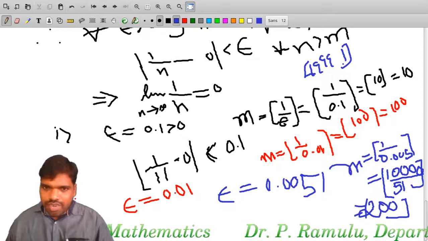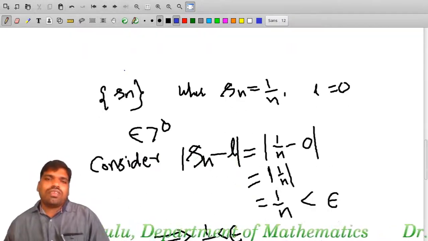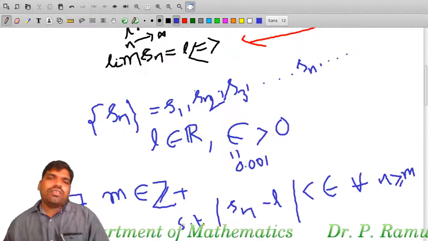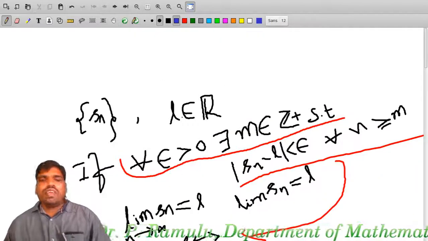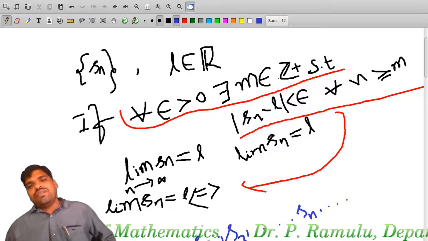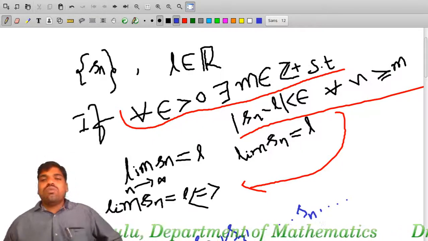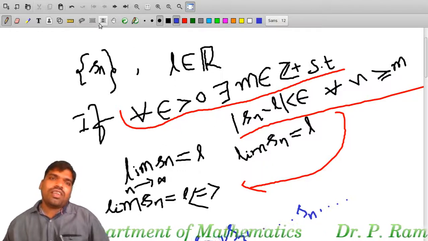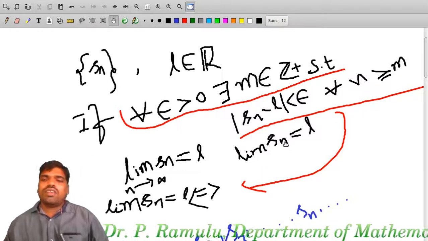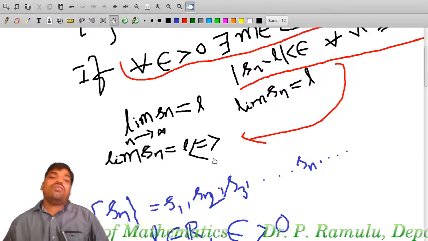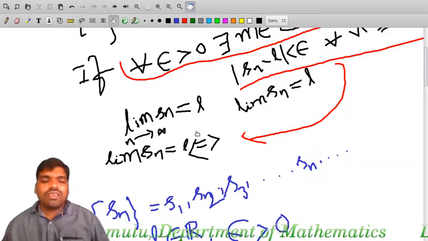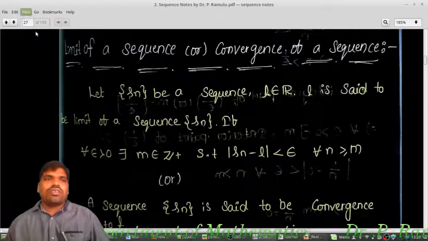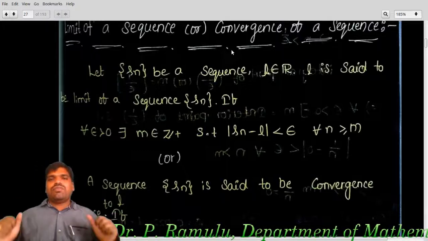This thing has to be understood. Again, I am saying, let S_n be a sequence, and L is any real number. L is said to be the limit of the sequence S_n if for all epsilon greater than 0, there exists m belonging to Z plus such that mod S_n minus L is less than epsilon for all n greater than or equal to m. This is denoted by limit of S_n equal to L, or you may denote it as lim S_n equal to L. Both are the same. So you have to understand that. Now I am going to revise this also. Limit of a sequence, both are the same.